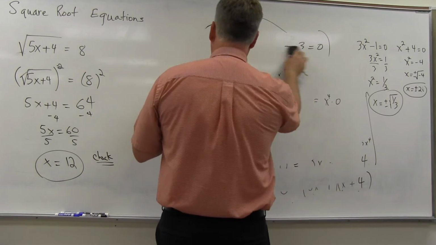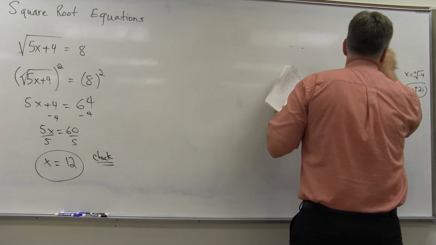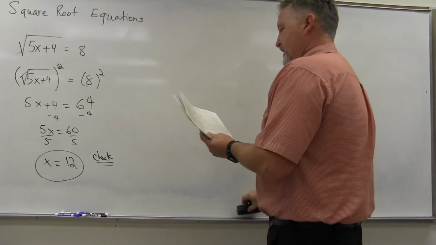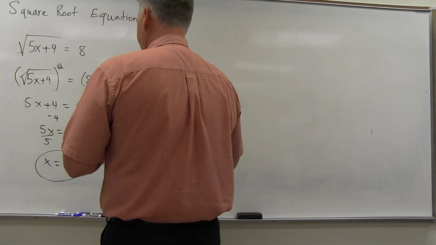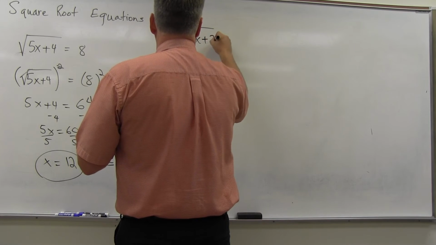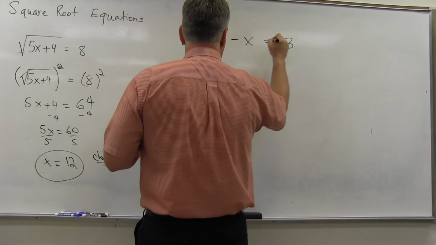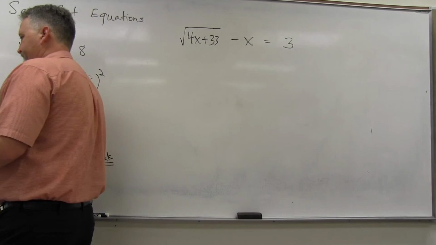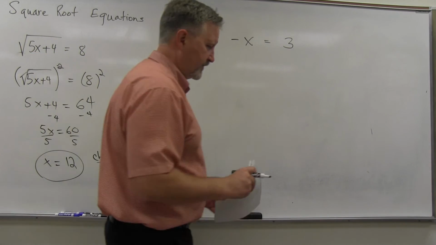Now, what about this one? The square root of 4x plus 33, and then minus x on the same side, and then 3 on the other side. The square root of 4x plus 33 minus x equals 3.